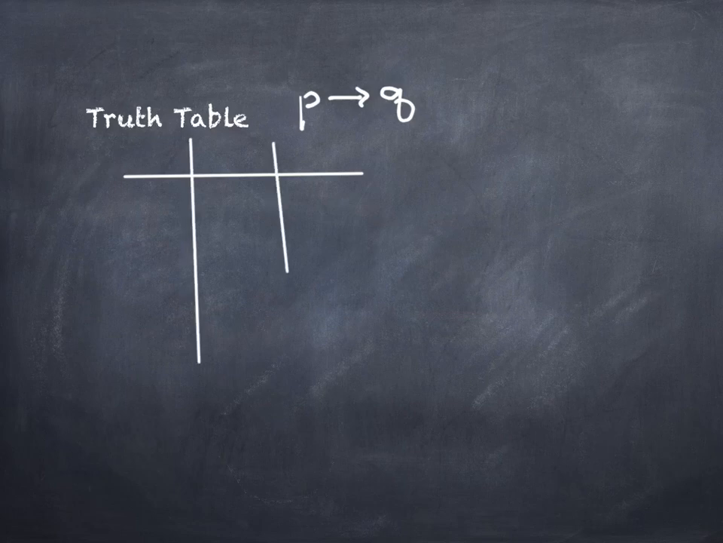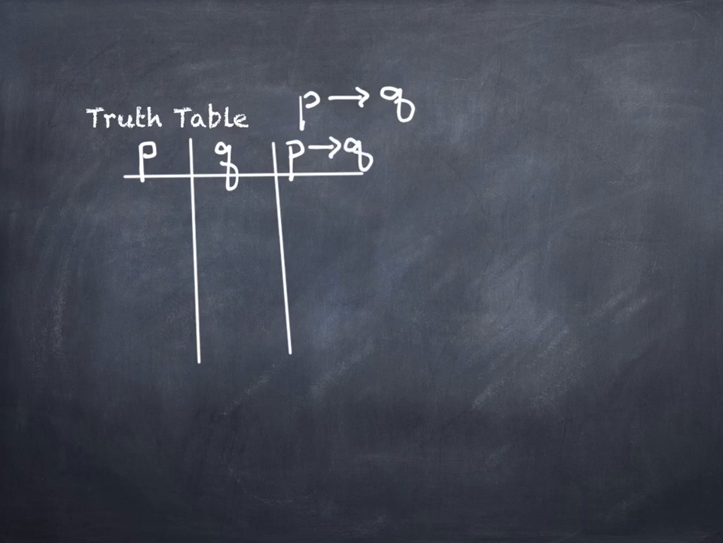And so, of course, you guys know how that starts. You need a column for P and a column for Q and a column for all of it, P implies Q. You know what P looks like. What's the column P going to say? True, true, false, false. And you know what column Q is going to say? True, false, true, false, right.